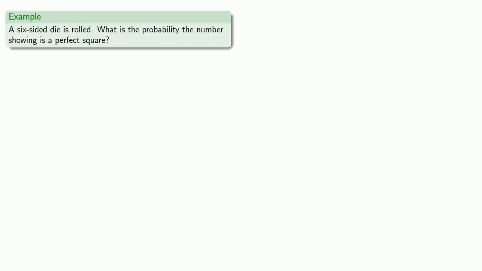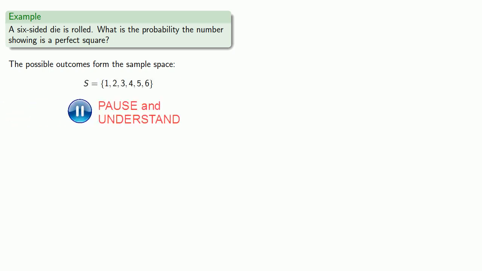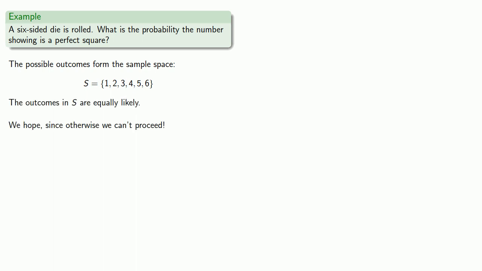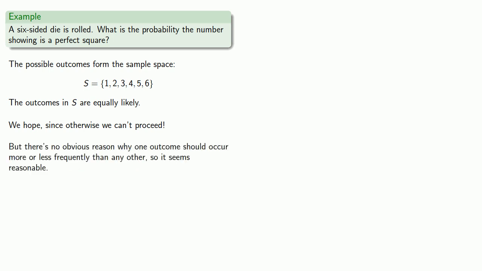So, for example, a six-sided die is rolled. What is the probability the number showing is a perfect square? So, first we might want to figure out the possible outcomes. If we roll a six-sided die, the possible outcomes form the sample space, and so we could get a number from 1 through 6. And the outcomes in S are equally likely. Well, we hope so, since otherwise we can't proceed. But let's see if we can find some actual evidence. So our Bayesian interpretation of probability is useful here. There's no obvious reason why one of these outcomes should occur more or less frequently than any other, so it seems reasonable that our sample space consists of equally likely outcomes. So we'll proceed with caution.